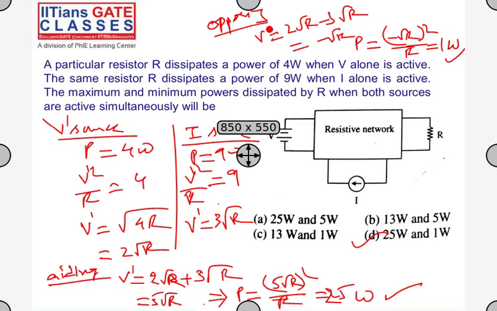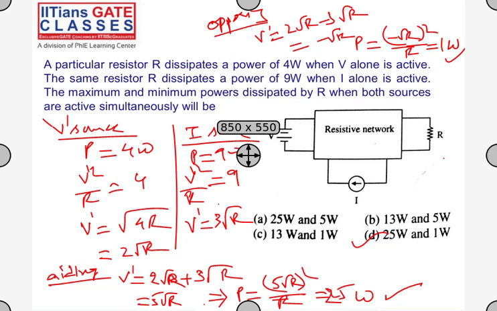So the voltage across the resistor is 2 root R if voltage source V is acting alone. If current source I is acting alone, the voltage across this resistor is 3 root R, because the power is 9 watts, so V square by R is 9 and V dash is 3 root R. When these two are acting at the same time, they can be aiding or opposing. If they are aiding, these voltages get added. If they are opposing, these voltages get subtracted.